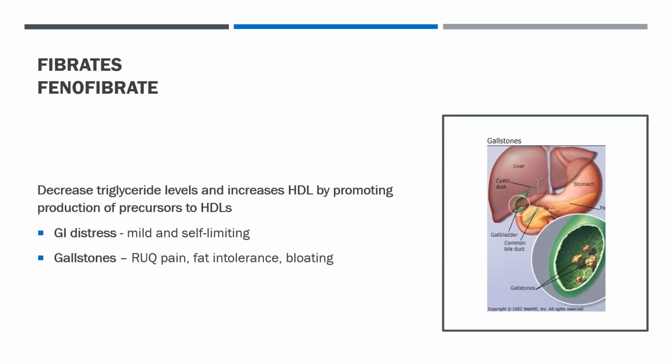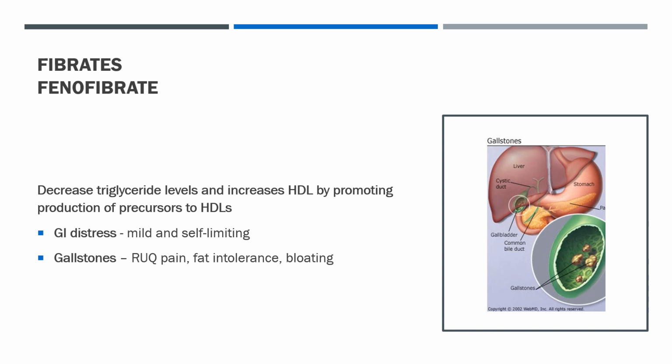Fibrates, such as fenofibrate, are going to decrease triglyceride levels and increase the HDL by promoting production of the precursors to HDL. That's resulting in more HDL, which is what we want, high. But specific to fibrates, they can cause GI distress, which is usually mild and self-limiting and can be overcome over time. And then gallstones. Gallstones is a unique pain that causes right upper quadrant pain. It can also radiate to the right shoulder.